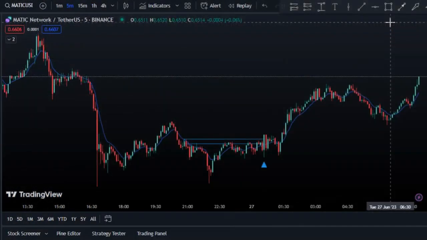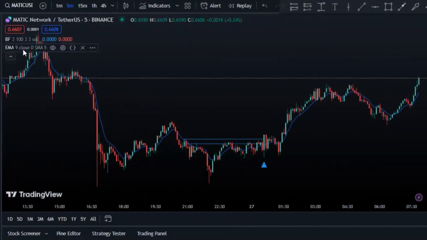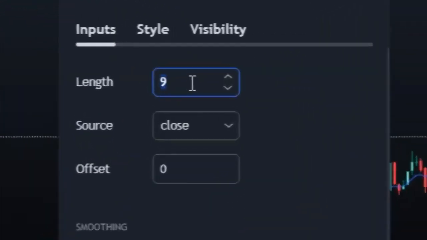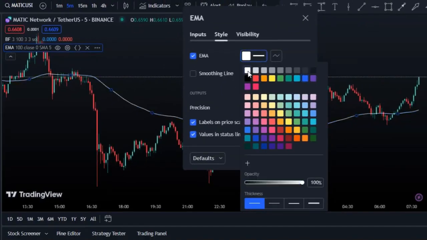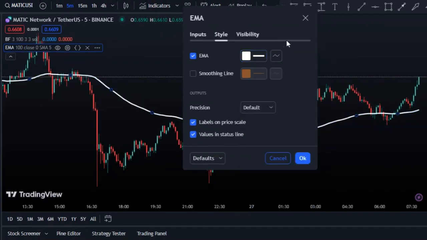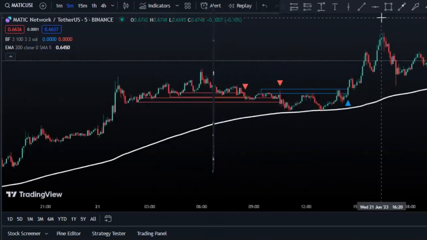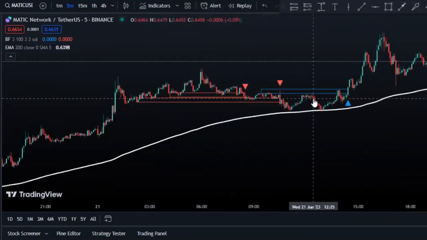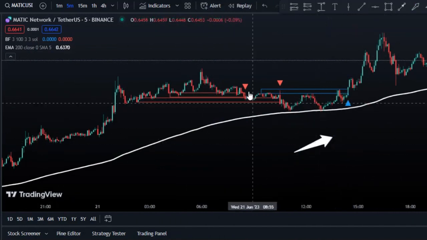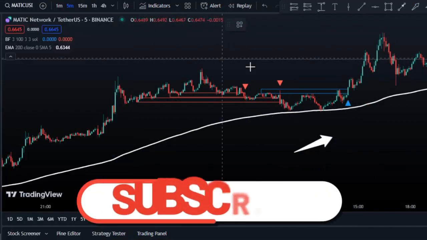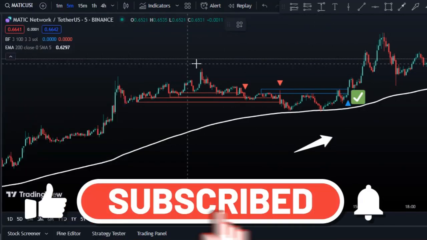Alright, now let's head over to the EMA indicator settings and change the length to 100. Then head over to the Style section and modify the indicator's line color to white and increase the thickness slightly for better visibility on the chart. Now in this example, it's easy to identify and eliminate signals that go against the trend at first glance because the candlesticks are forming above the EMA indicator.